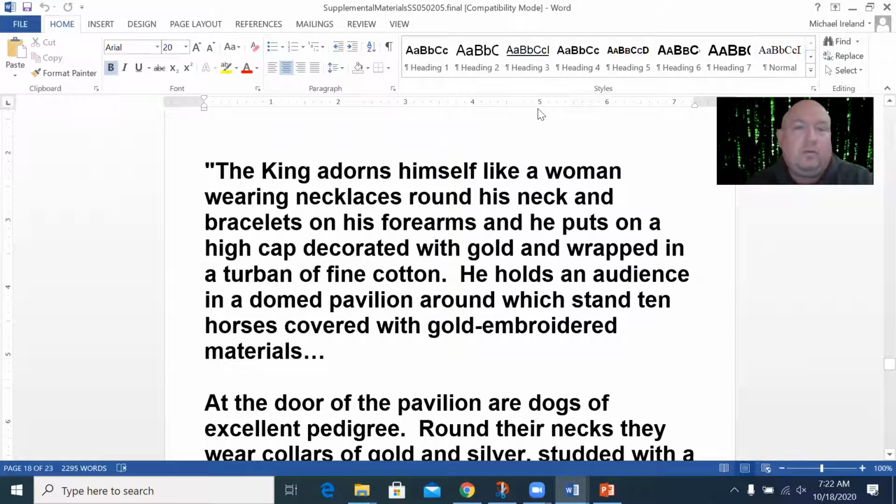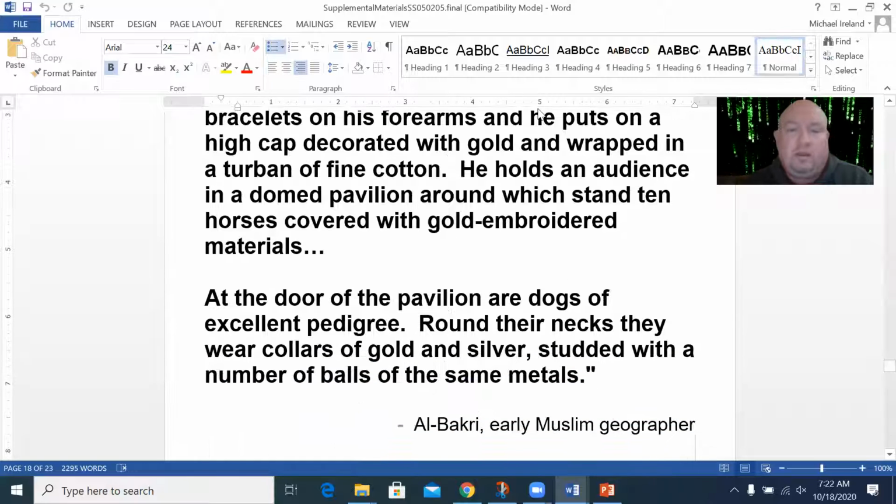King adorns himself like a woman, wearing necklaces around his neck and bracelets on his arms, and he puts on a high cap decorated with gold and wrapped in a turban of fine cloth or cotton. Holds an audience in a dome pavilion around which stand 10 horses covered with gold embroidered materials. That description from an early Muslim geographer, Ali Bakri, kind of shows how rich they were, really. They started having gold hats.